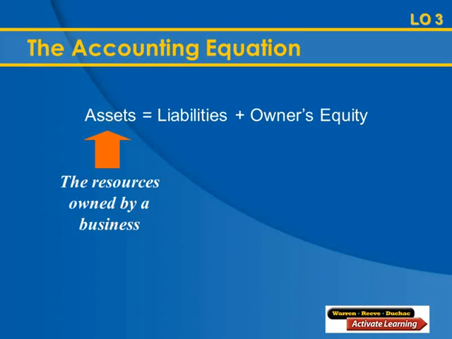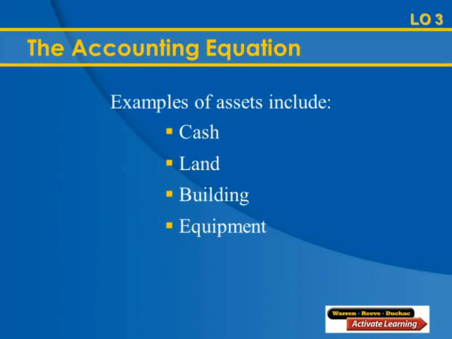The assets of the business are either supplied by creditors, these are called liabilities, or supplied by owners. Some of the typical assets found in a business include cash, land, building, and equipment.